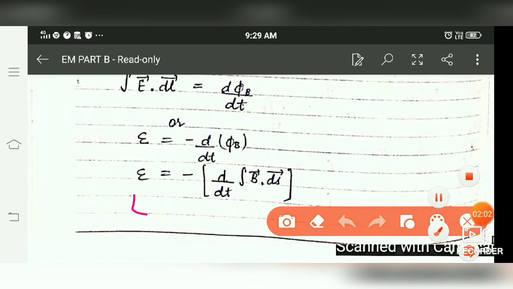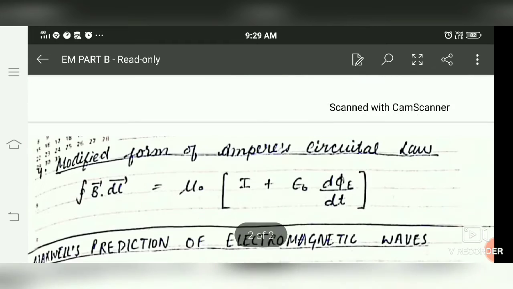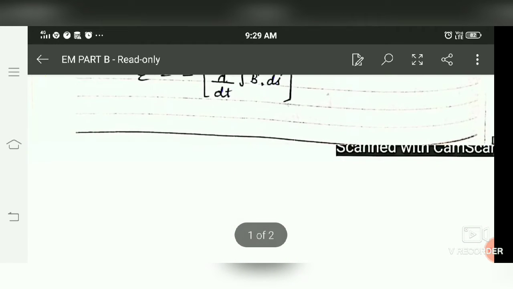From here we get E is equals to minus d by dt of phi B, where phi B is the integration of B dot dS. This is the Maxwell third equation.